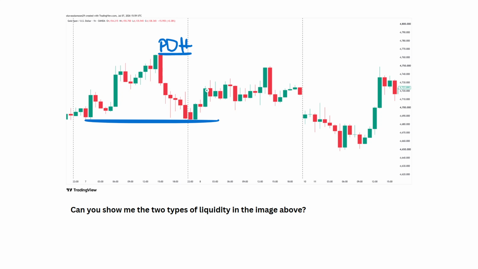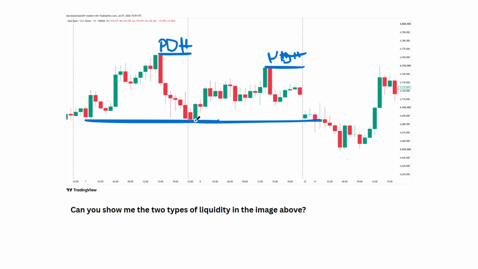So now, I want you to do justice and show me the two types of liquidity that exist here. It's very simple. Buy side liquidity. Where's your sell side liquidity? Down here. What about this? We have buy side liquidity up here. So here we have PDH. All this PDH will be what? BSL, buy side liquidity. All the ones that exist below lows will be SSL.